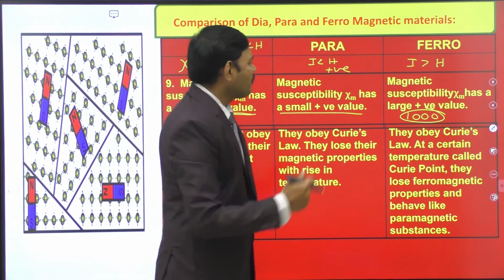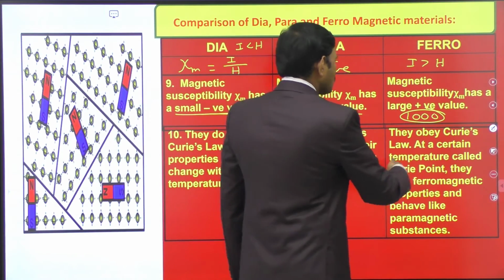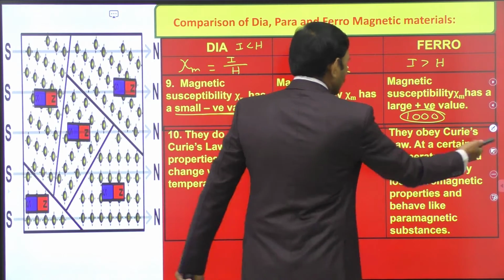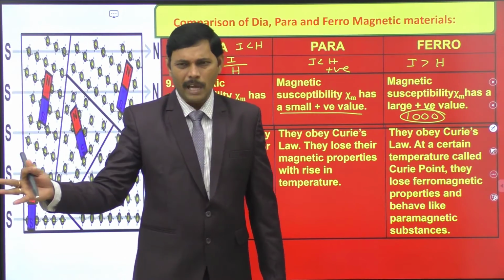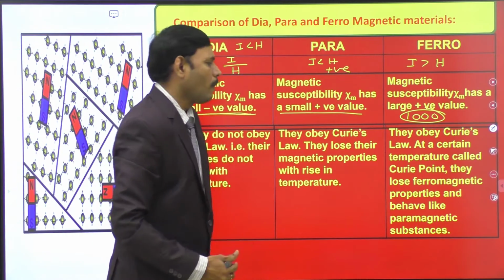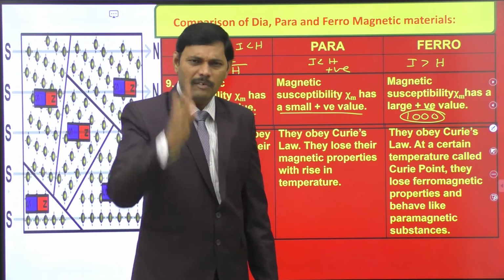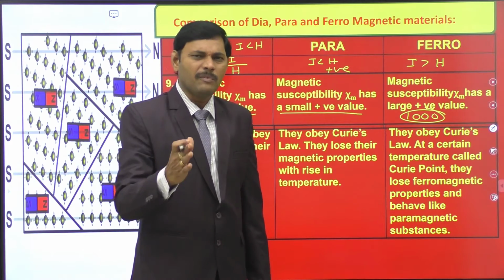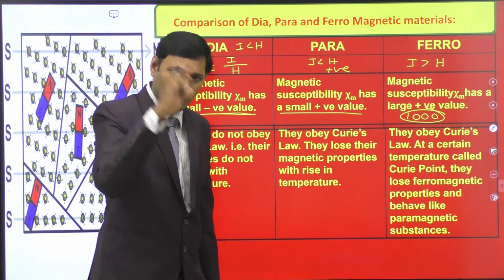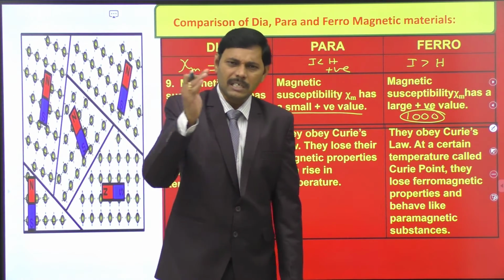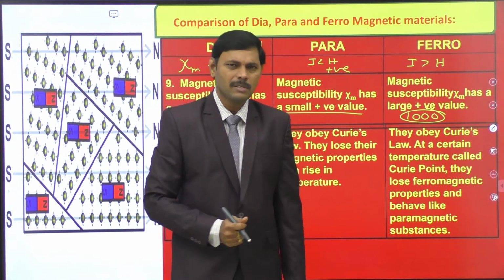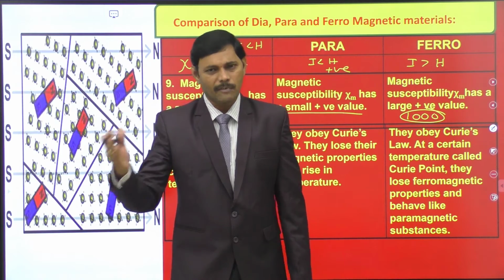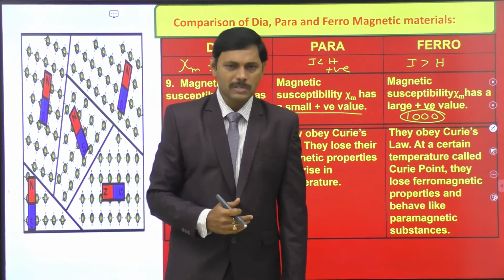So, in the case of ferromagnetic substances, they obey Curie's law above a certain temperature called the Curie point. Because at the Curie point, it changes to paramagnetic and follows Curie's law. At the critical temperature, every ferromagnetic substance has its own Curie temperature, at which it clearly changes its nature from ferromagnetic to paramagnetic. Thereafter, it follows Curie's law.